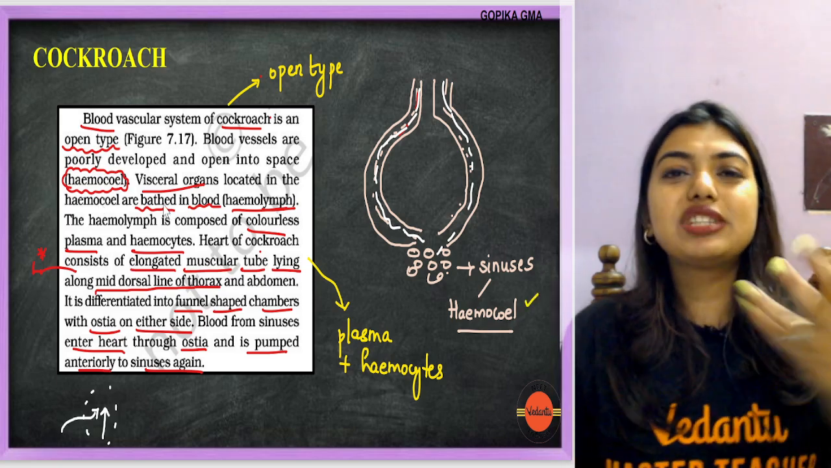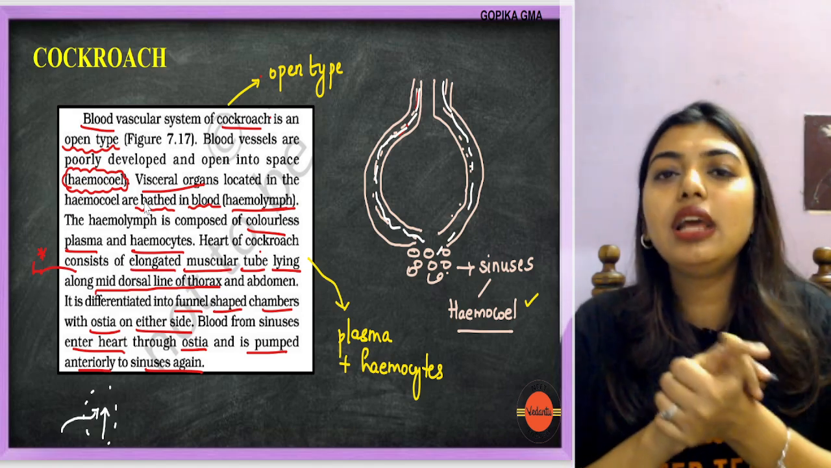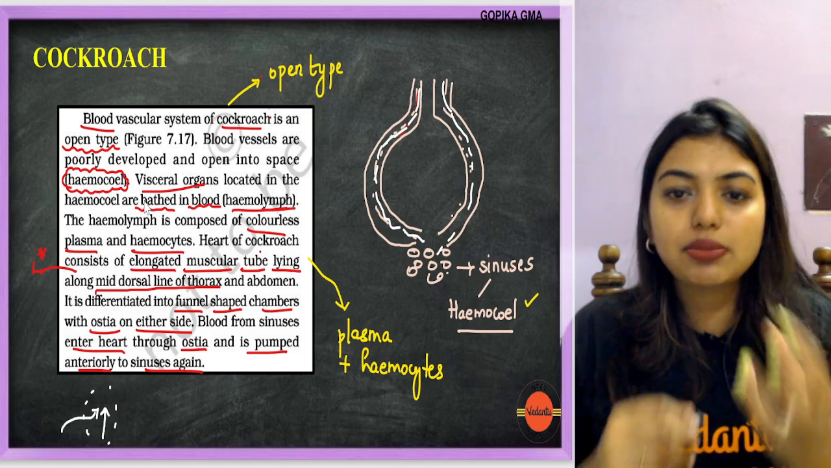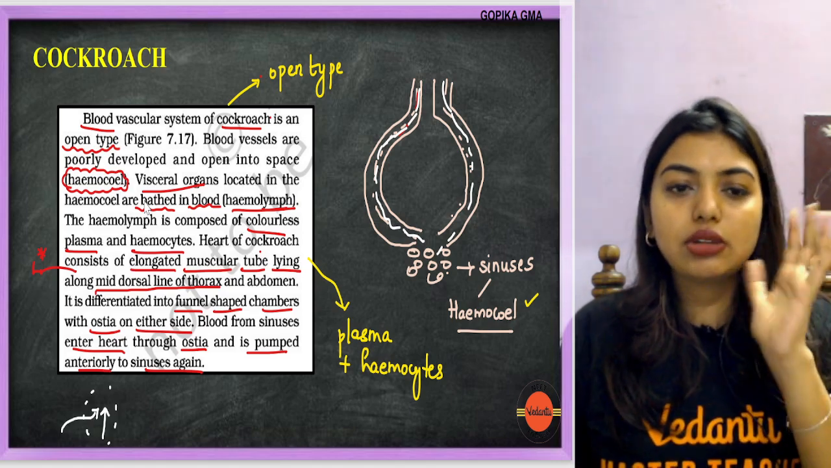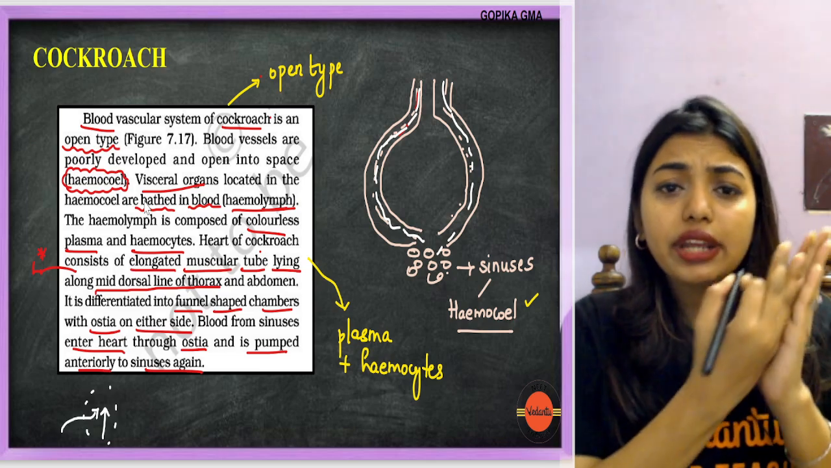Now the visceral organs, meaning the internal organs, are going to bathe in the blood. The blood is called hemolymph. Now this hemolymph is composed of colorless plasma and hemocytes. Very, very important. What is the component? Plasma and hemocytes. Now the heart of the cockroach consists of an elongated muscular tube.